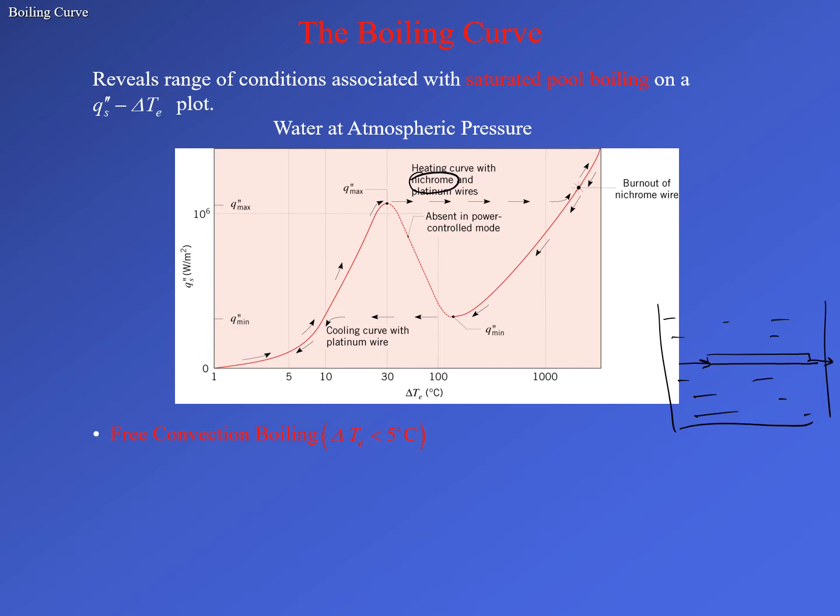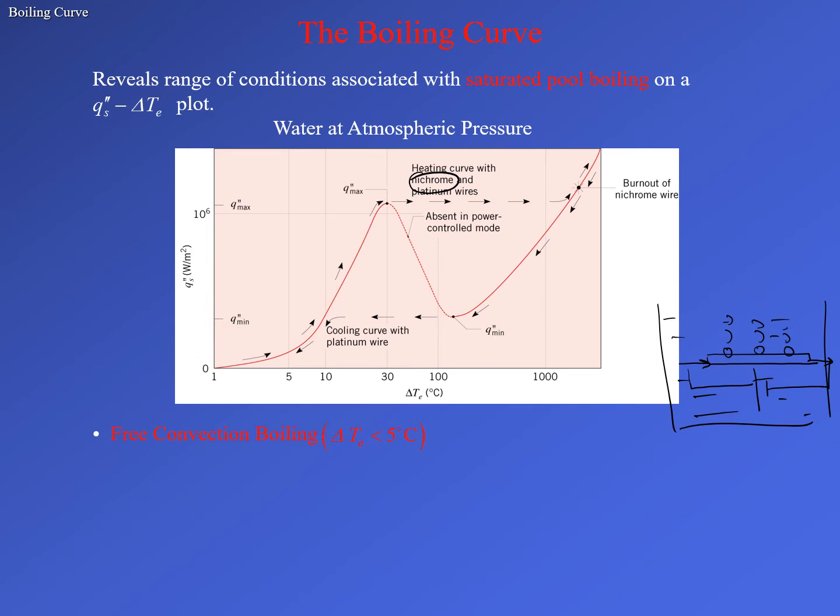So what happened was that as the temperature of the wire was increased by increasing the potential difference across the wire, because that resulted in increasing the current through the wire, the heating, the Q double prime from the wire, was increased. This resulted in the boiling starting on the surface as the temperature increased above the saturation temperature, and these bubbles started to rise.